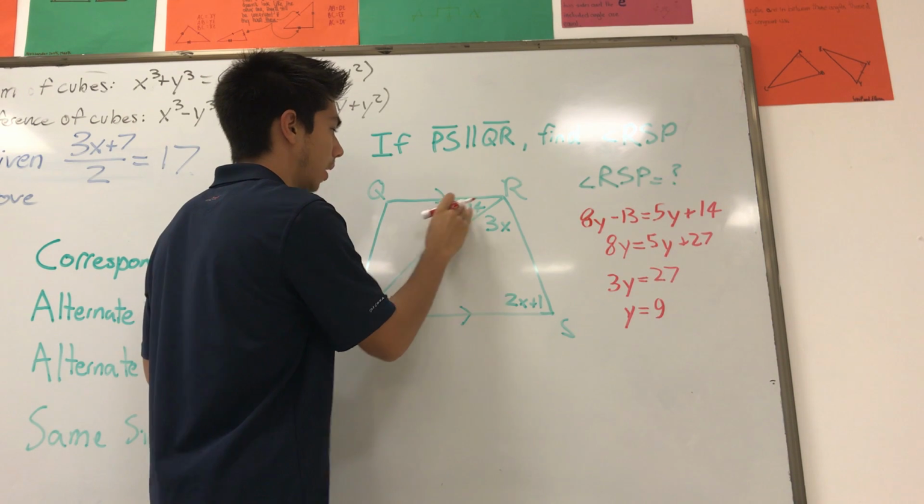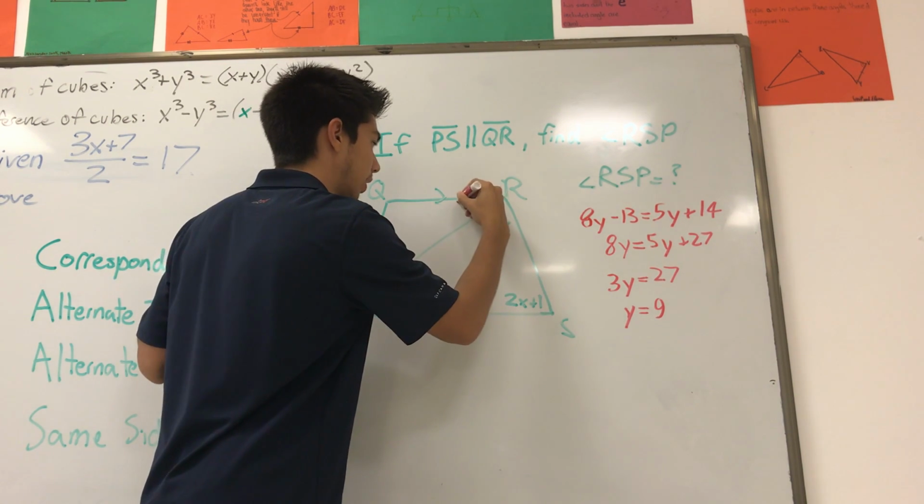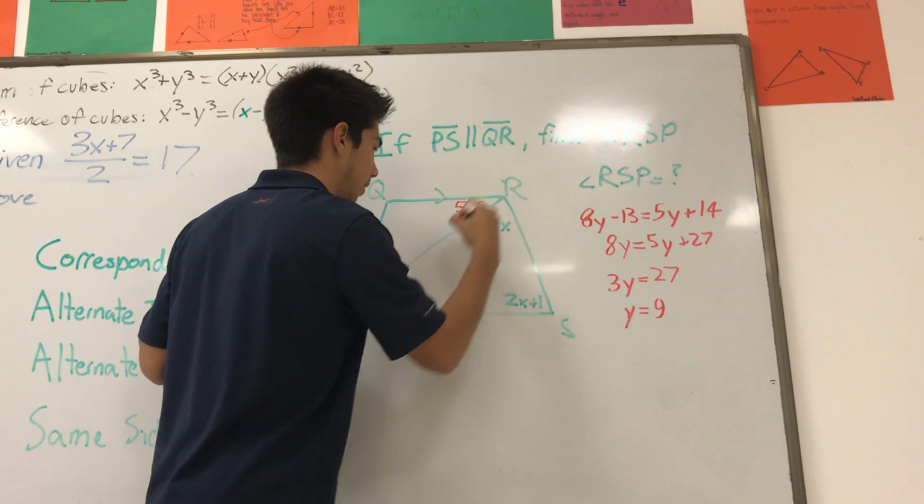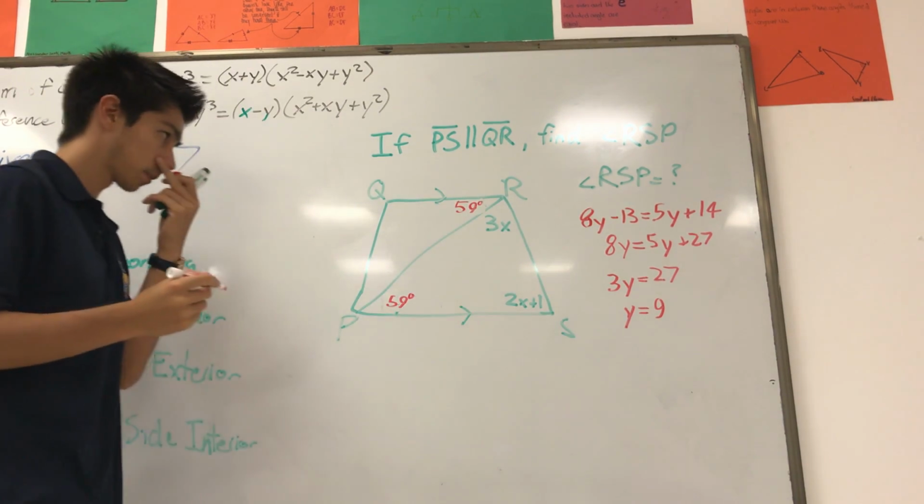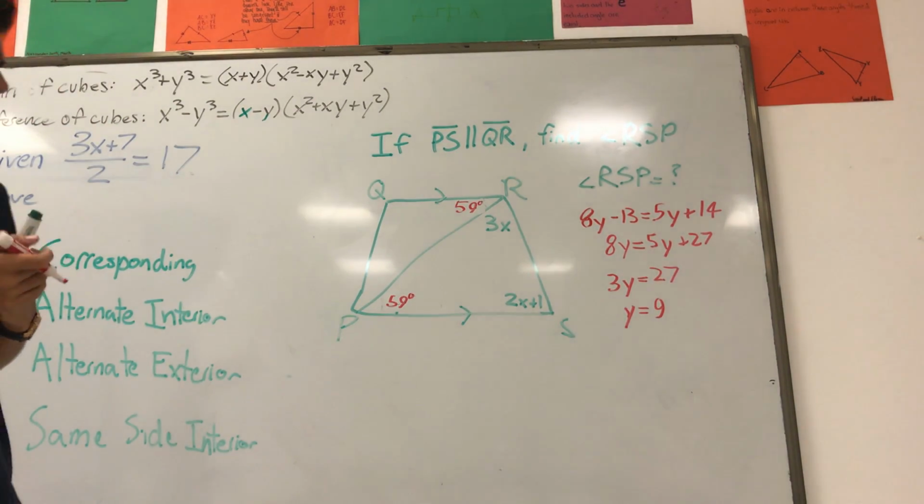So I'm in a good spot. I'm happy with where I am. My math is checking out so far. So I know that this is 59 degrees as well. Okay? Now what am I going to do?